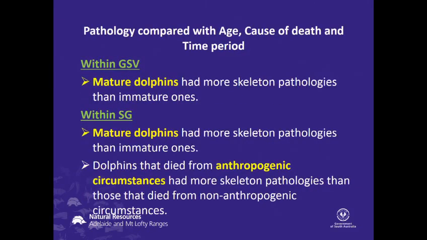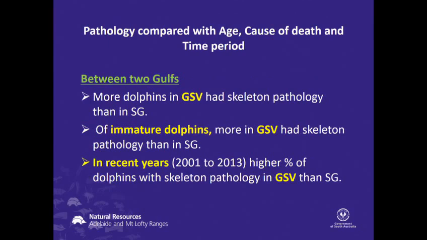Based on that, I compared the variables between age, mature and immature, and the cause of death, anthropogenic cause and non-anthropogenic cause, as well as the time period, before 2000 and after 2001. And then when we compare between the gulfs, more dolphins in Spencer Gulf had skeletal pathologies. And amongst immature dolphins, Gulf St. Vincent dolphins have more pathology than Spencer Gulf.